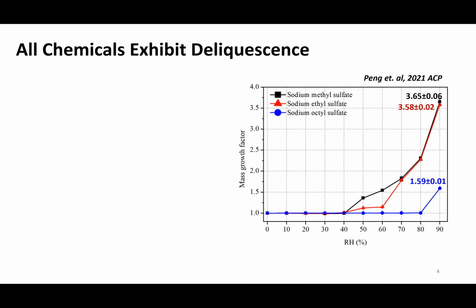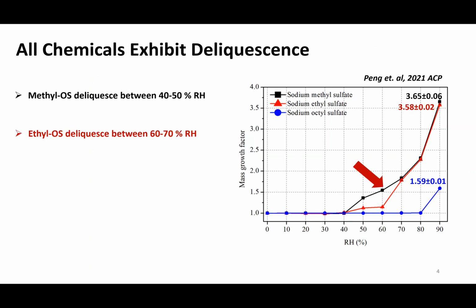Here, the figure to the right shows the mass growth factor versus relative humidity for all three chemicals. For methyl OS, which is represented by the black squares, we see that it begins to deliquesce between 40 to 50% RH. As for ethyl OS, it deliquesces between 60 to 70%. And lastly, we see that octyl OS deliquesces between 80 to 90%.